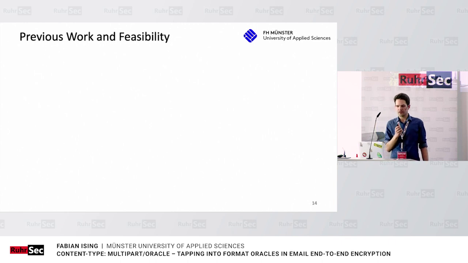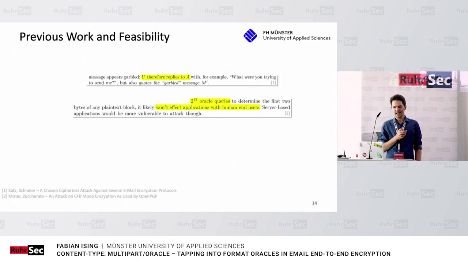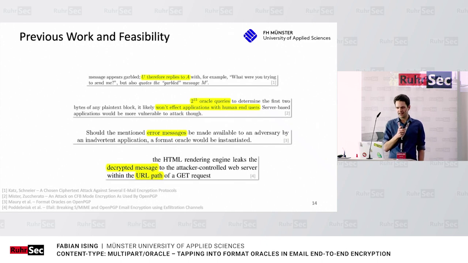This paper is not the first to look at format oracle attacks on email end-to-end encryption. However, some required the victim to just quote reply the garbled message and apply some transformation to get the message back. Others required a large number of queries to be handled by either the user or some automatic server-based system. Again, others required very specific leaky oracles, for example, leaking exact error messages while decrypting. And again, others, namely the EFAIL attacks, required leaking the whole plain text back to the attacker.